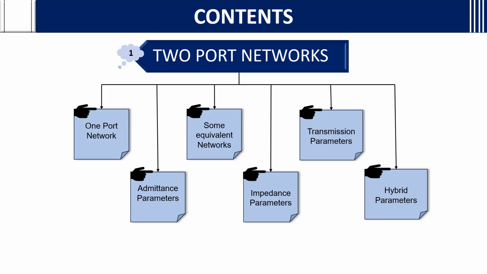Under 2-port networks, there are 6 topics we are going to learn. That is 1-port network, admittance parameters, some equivalent networks, impedance parameters, transmission parameters and hybrid parameters. Now in this video, we will learn 1-port network, its theory and its problems.